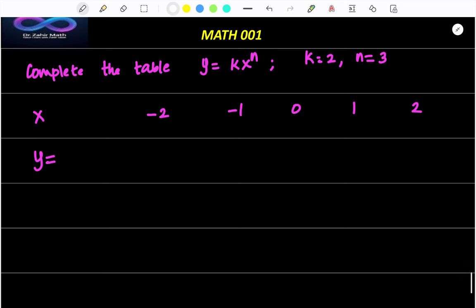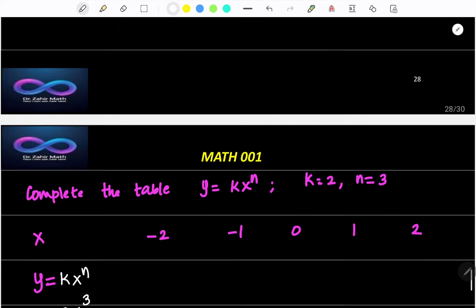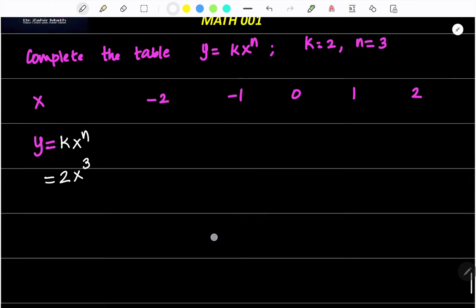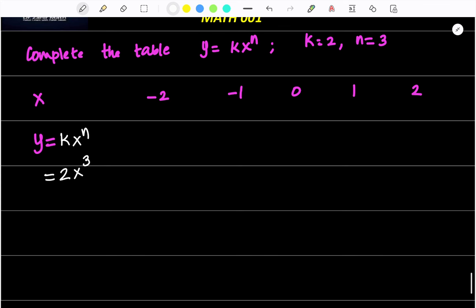Complete the table. Y equals kx to the power n, where k is equal to 2 and n is equal to 3. So y equals what? Kx to the power n means k is 2 and n is 3. Very simple, you see. You're going to put x equals just these values.